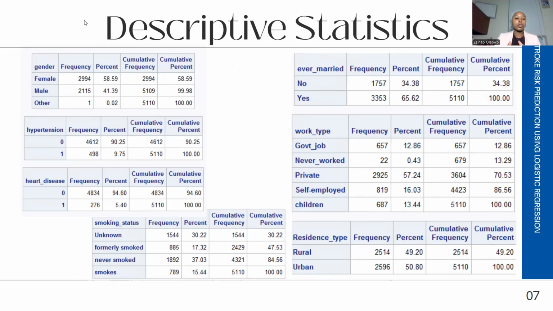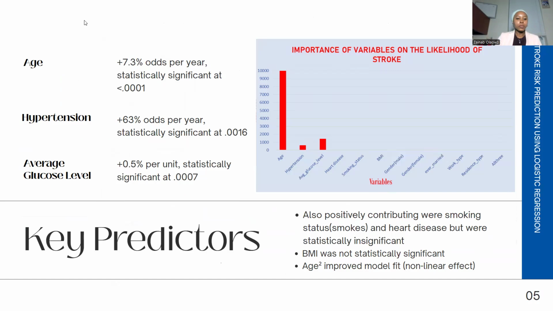Most of the respondents were married, about 3,353 of them. Same thing with hypertension: hypertensive patients were lower in number than non-hypertensive patients. And we see some of this across the board as well. So this is one of the visualizations.